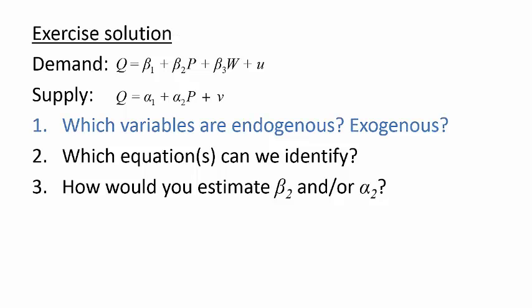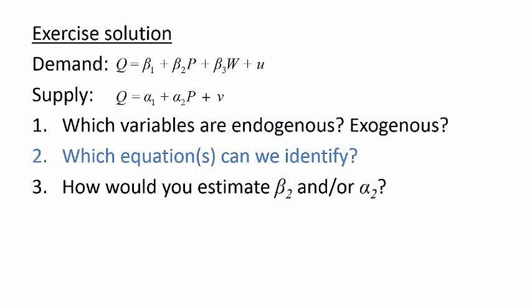Let's discuss the answers, starting with the first question. Inspecting the system of equations, we see that both Q and P appear in both equations. As with the model for the market for fresh oranges, price and quantity are endogenously determined by the market. By contrast, W appears as an independent variable only in the demand equation, making it exogenous.